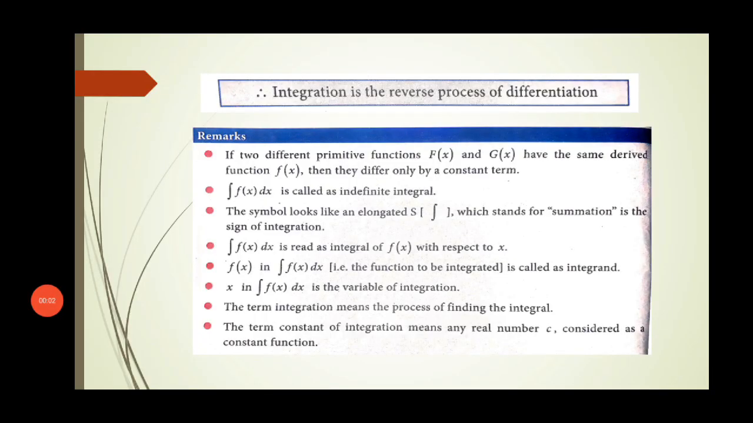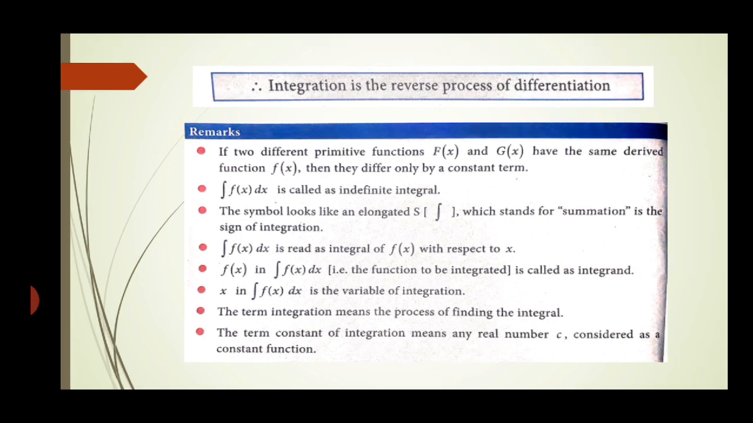I already told you, integration is the reverse process of differentiation, right? So based on this, we have some remarks. If two different primitive functions f of x and g of x have the same derived function f of x, then they differ only by a constant term. This first point I'll explain with an example when we see the exercise.